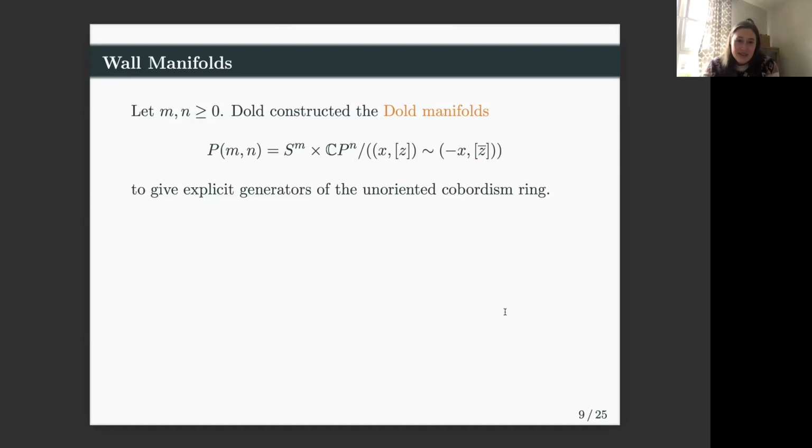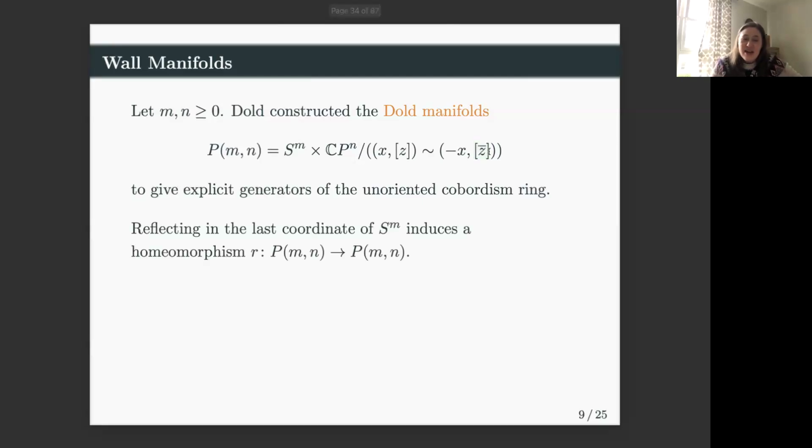So m and n are integers bigger than or equal to 0. The Dold manifold is this here. We have an m-dimensional sphere product with CPN, and we're quotienting out by the antipodal action on the sphere and complex conjugation on the CPN part. So that's what this Dold manifold is. And Dold used the odd dimensional ones as generators of the unoriented cobordism ring. So they're really interesting guys.